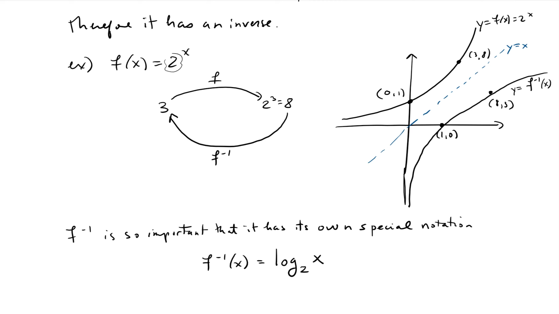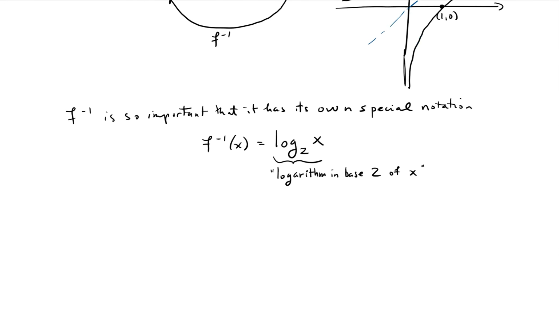Okay, so you should read this as log in base 2 of x. So maybe I should write that down. This is log, or maybe the exact word is logarithm, in base 2, because 2 is the base of the exponential function, base 2 of x. Like that. Okay, so I'll show you some examples again.